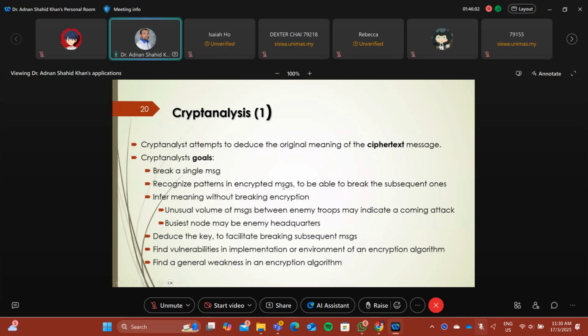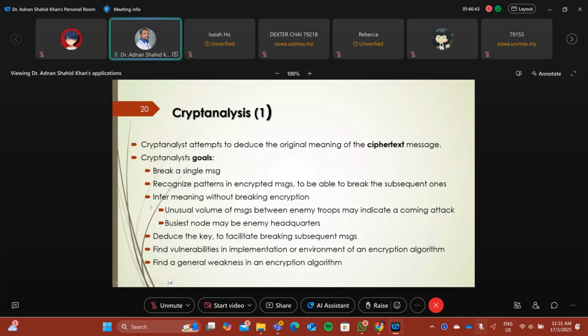Recognize the pattern in encrypted messages to be able to break the subsequent ones. If we know the pattern, we know the first method is the authentication request message. The second is the response, which has the challenge: enter your username. Once we enter the username, the message itself has a challenge: show me my secure word, so that we can prove that the server is a legitimate server. Once the server shows us the secure word, it gives another challenge. If it is a sequence of messages, it's easy to break the subsequent ones.